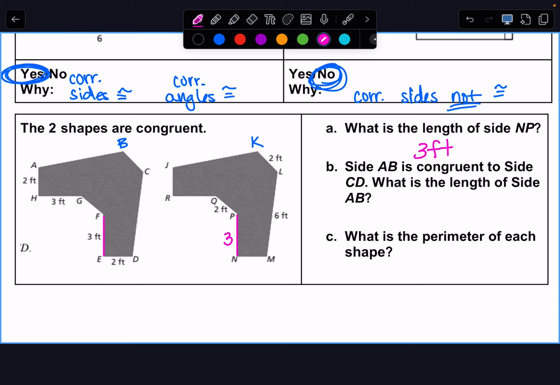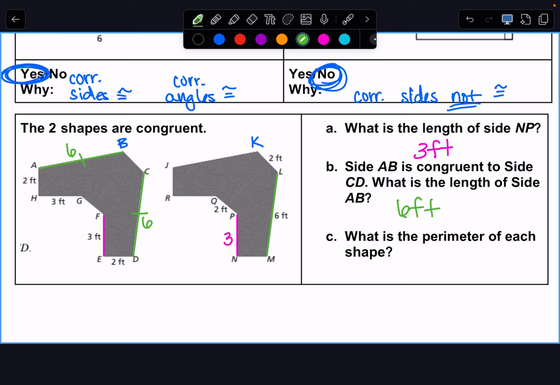This one is saying side length AB is congruent to side length CD. So these two are congruent. Well, I don't know CD, so how am I going to know AB? Kaylee? Because you have to look at LM, which is 6 feet. So LM is 6 feet, which means CD is 6 feet, which means AB is 6 feet. Interesting.